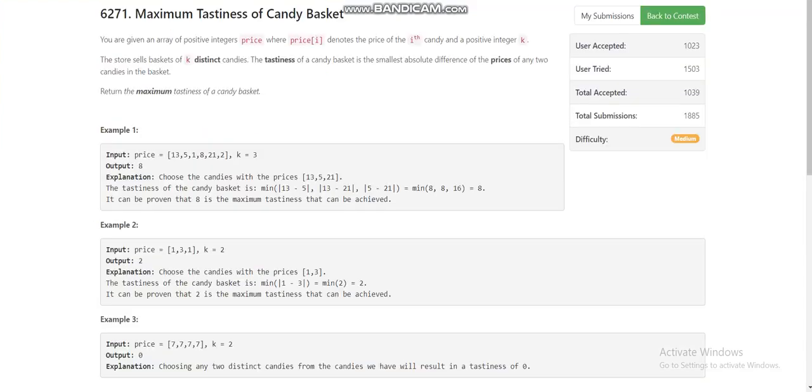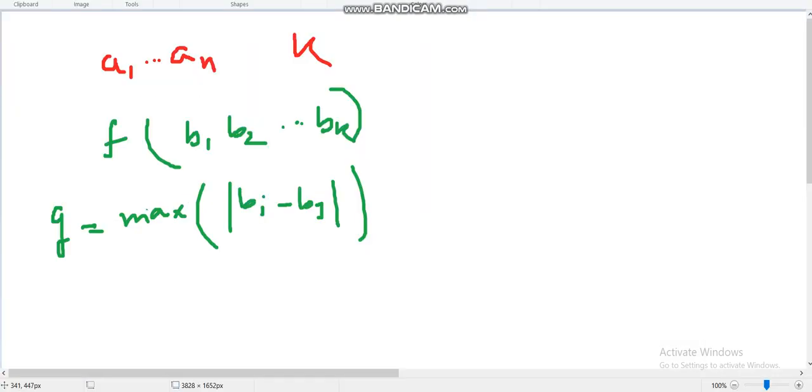Okay, I think this will be minimum. So let's delete this. This will be minimum, and we have to maximize this value. So we have to take the maximum of G over all B's. Okay, I hope you got it. This is the problem. Now let's jump into some observations.